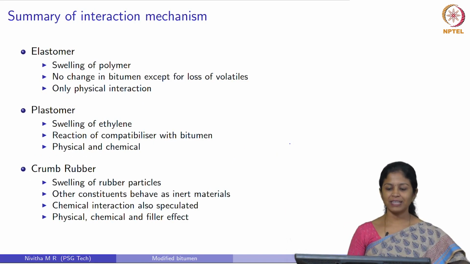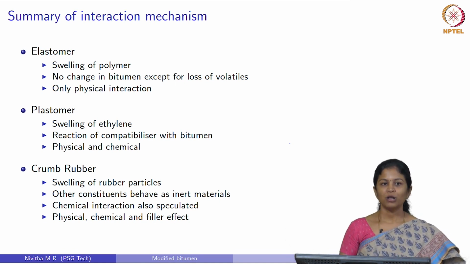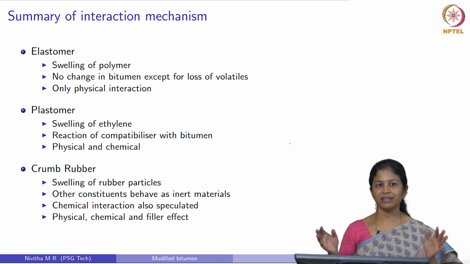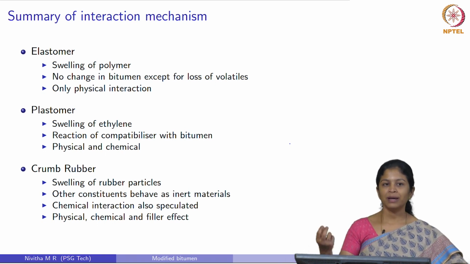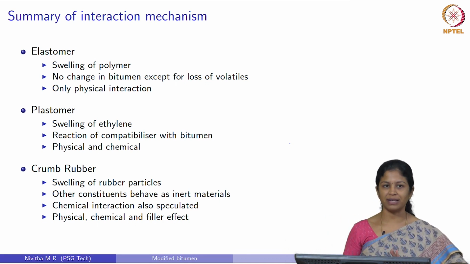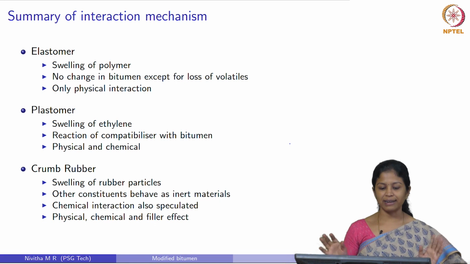Let us now summarize the interaction mechanism of these three classes of modifiers with bitumen. In the case of elastomer, it is very clear the interaction is mostly physical in nature. We have the modifier which absorbs the lighter fractions present in bitumen, and then it swells in volume. So there is no change in bitumen except for some loss of volatiles. So it is purely a physical interaction here.